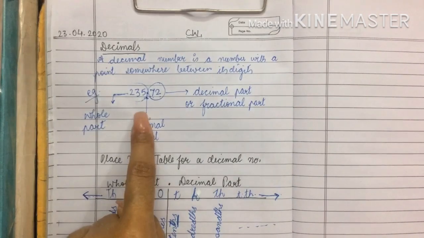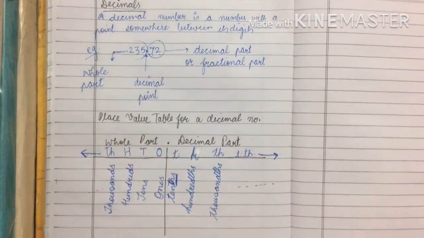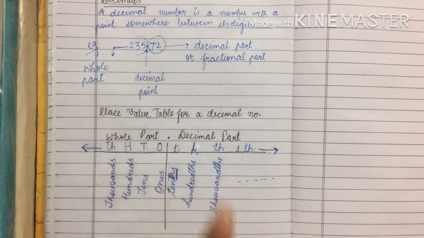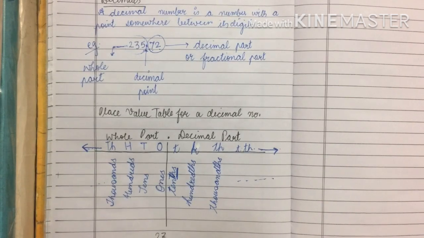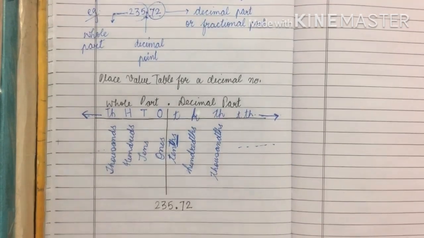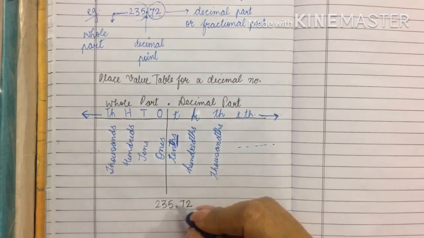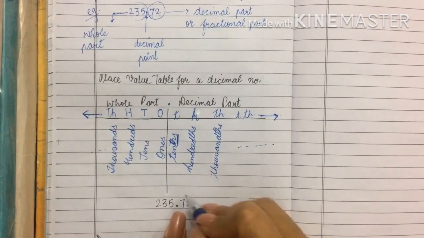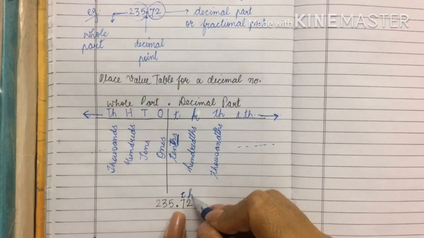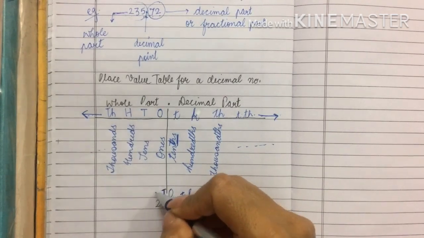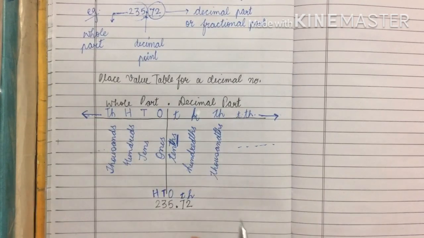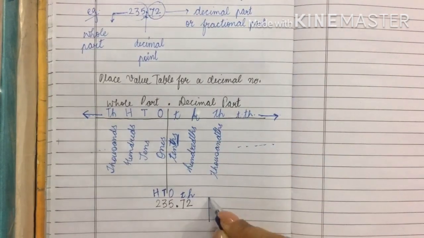Now if I had to write this number in the place value table, the example that I have taken, what I would do is write these digits at their respective places. Let's take a quick look at the number. So I've got 235.72. Let's write down its places on the top. So this is my point. Towards the right I will have the tenths place, then the hundredths place, and towards the left I will have ones place, tens place and hundreds place. If I had to write this in the table, it would be like this.